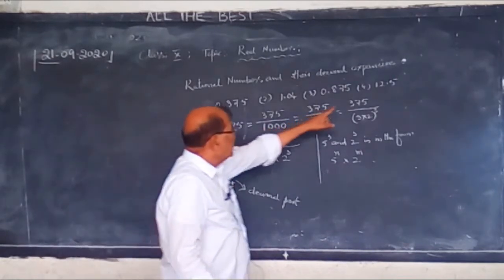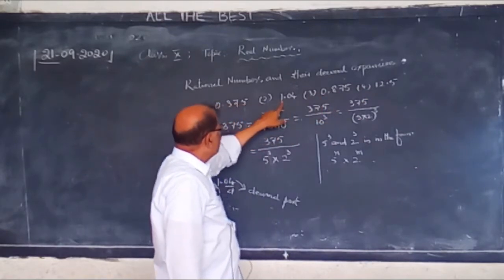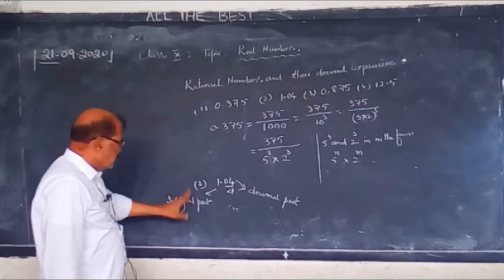Here the integral part is 12. Here the integral part is 0. Here the integral part is 1. Here the integral part is 0. So please remember about the integral part.